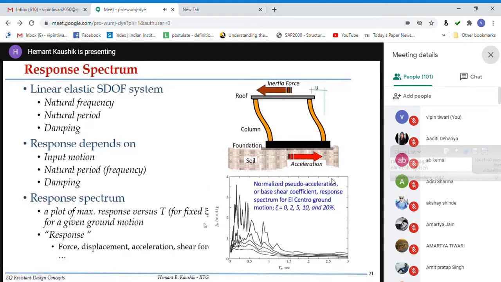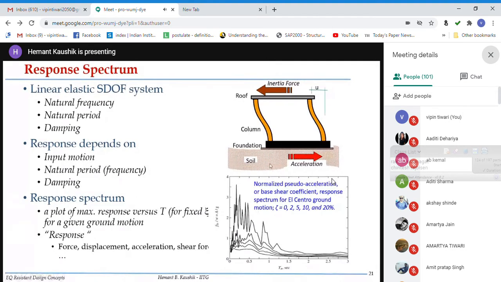So if you remember the response spectrum that I showed, if you plot the acceleration of this mass of the single degree of freedom system with respect to the natural period of the structure, then you get a certain response, right? And for different damping, you will have different responses. So obviously, if the damping is less, the response will be more. If you go on increasing the damping, for example, this curve here is for 20% damping for the structure.